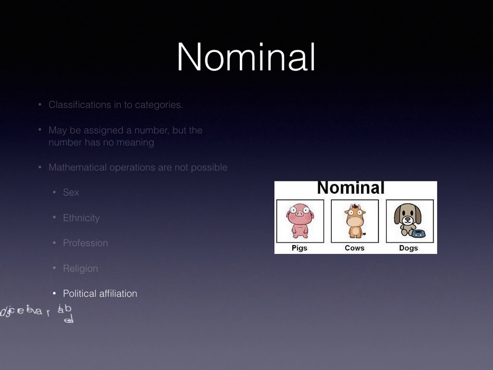Another important element to remember, nominal variables are discrete variables. So when we're talking about discrete variables, we're talking about categories.